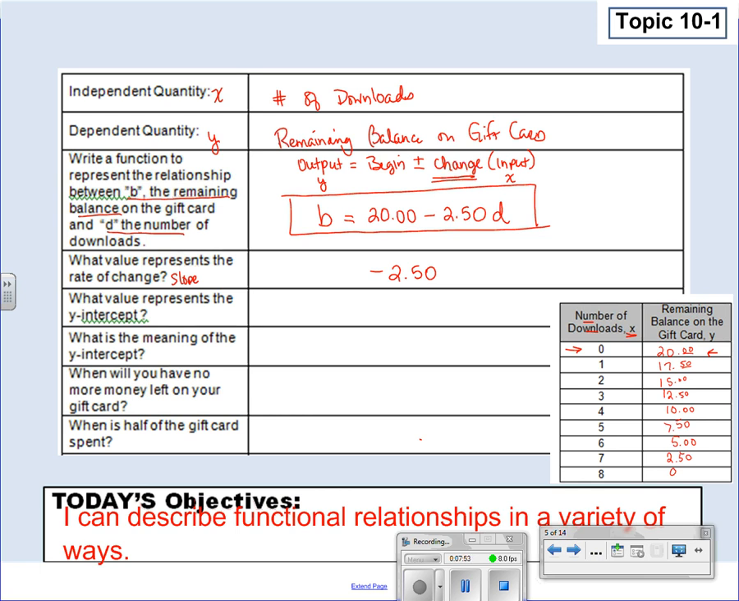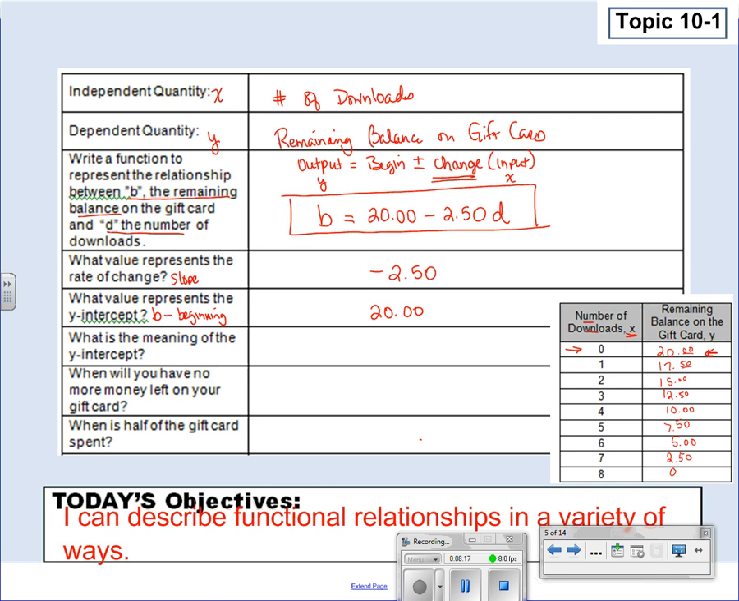What value represents the y-intercept? And the y-intercept, we use the letter B, and we also talked about how that is our beginning. Either using the information given or using your table, you can see our beginning was at $20. And so the value of the y-intercept is 20.